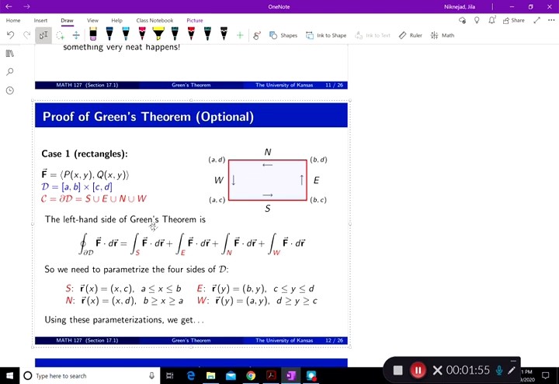Any parameterization of S is going to have a constant y equal to c, and then x runs from a to b. That is the simplest parameterization. Similarly, with all those pieces, you can parameterize them with either x going between something and something, or y going between something and something, and the other component is going to be a constant. And so now we use those to write down each one of these line integrals.